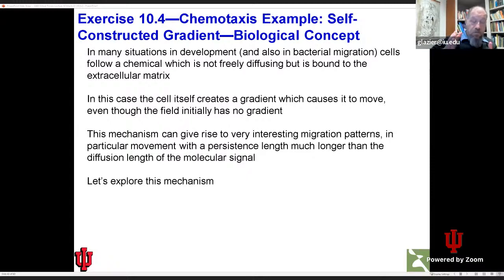Now, if the cell doesn't have an idea of a front and a back, and it can do this over any place on its surface, then it'll be like bacteria. I'll move forward, then I can reorient, move forward, reorient, and move forward. And so I'll get actually that kind of run and tumble movement that we talked about for bacteria.